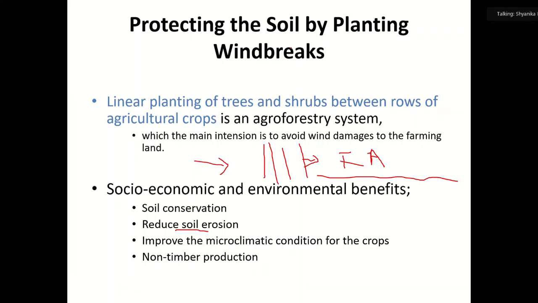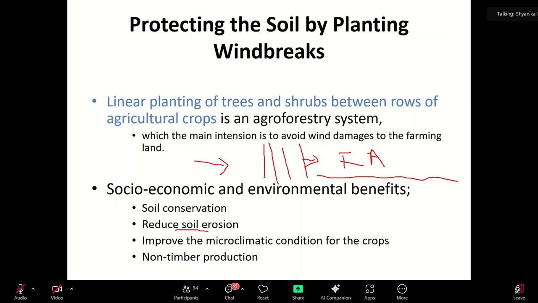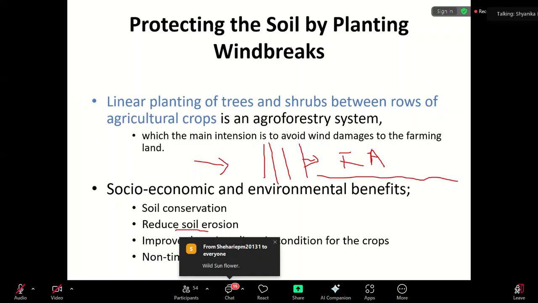For example, fuel wood. Fuel wood is a non-timber forest product. It's not a timber, but it's a fuel wood. Okay. Then fruits, nuts, and also leaves. Okay. Those ones. So why are you giving me names of the plants? No, I'm asking what are the non-timber forest products?